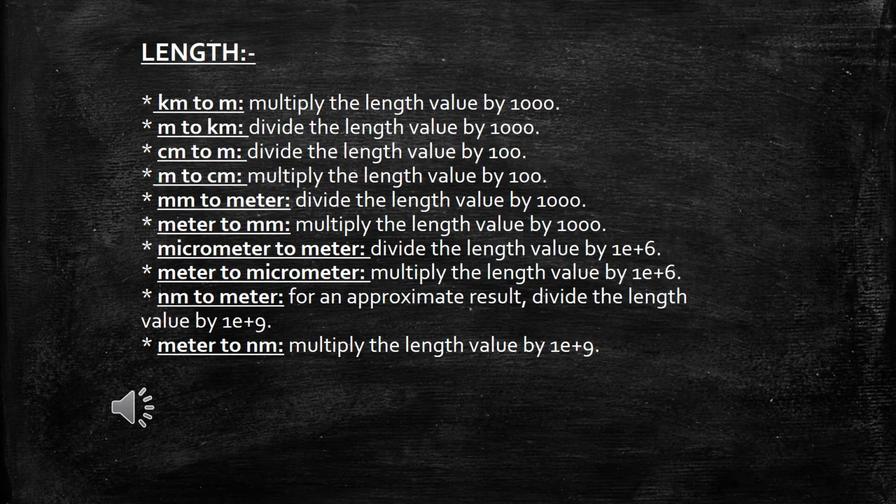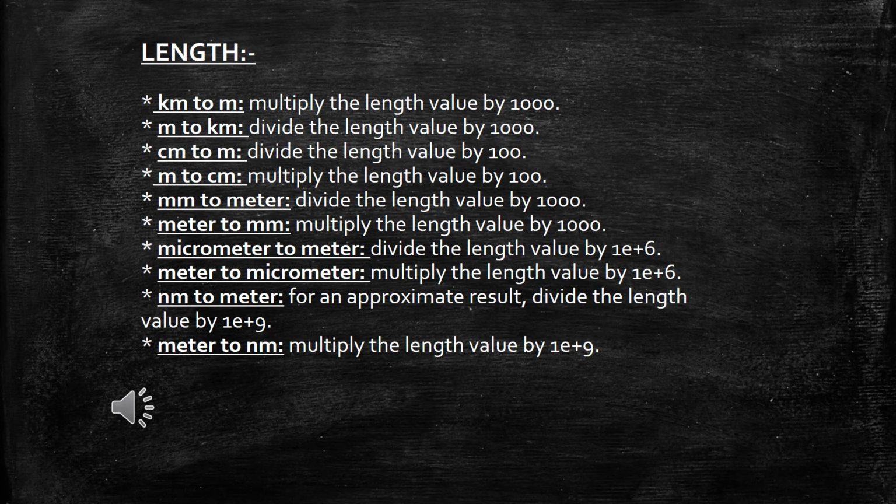The third one is that when the length is given in centimeters and you have to convert it into meters, you divide the length value by 100. And when the length is given in meters and you have to convert it into centimeters, you multiply the length by 100. Then in the fifth point, when the length is in millimeters and you have to convert it into meters, you divide the length value by 1000. And according to the sixth point, when the length is given in meters and you have to convert it into millimeters, you multiply the length value by 1000.